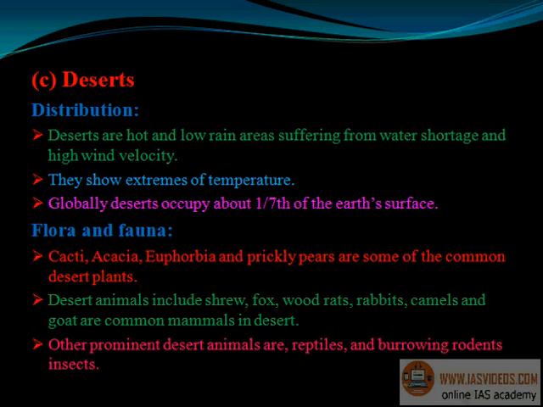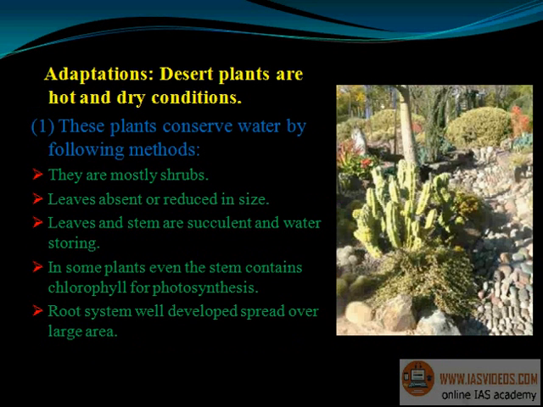Flora and fauna. Cacti, acacia, euphorbia and prickly pears are some of the common desert plants. Desert animals include shrew, fox, wood rats, rabbits, camels and goat, which are common mammals in desert. Other prominent desert animals are reptiles and burrowing rodents, insects.